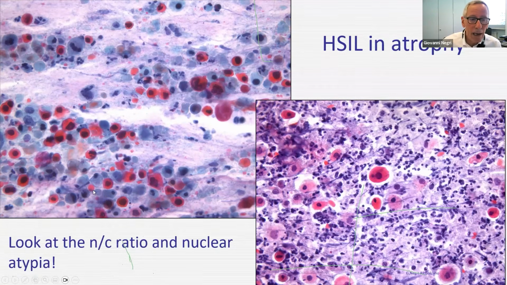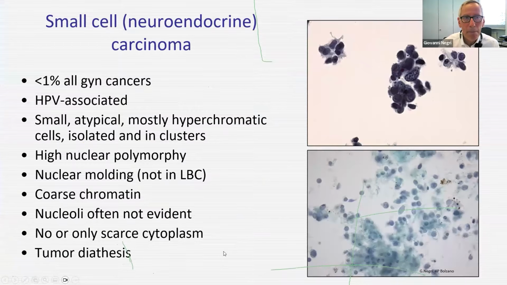So in real neoplastic or dysplastic changes, you actually have dark nuclei as here, but you have an enlargement of the nuclei. So the nuclear cytoplasmic ratio is very abnormal even for an atrophic smear. And besides this, you have a very high atypicality of these nuclei. So look in atrophic smears very carefully at the nuclear cytoplasmic ratio and nuclear atypicality.